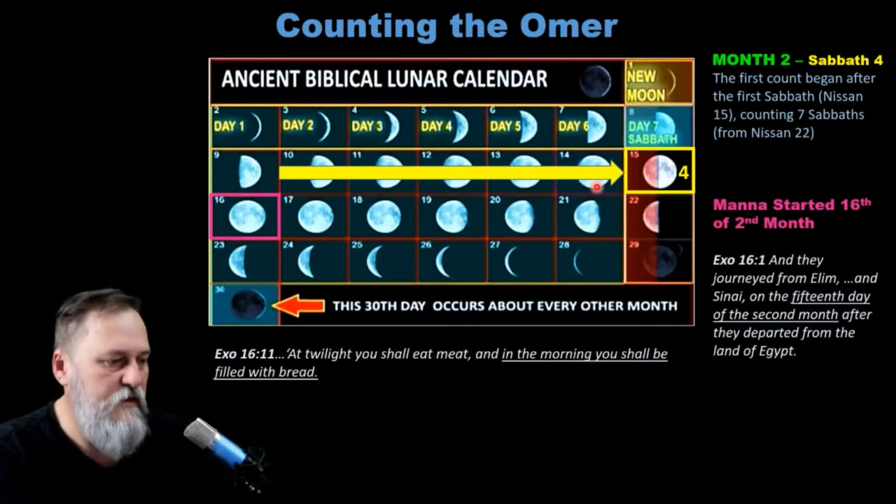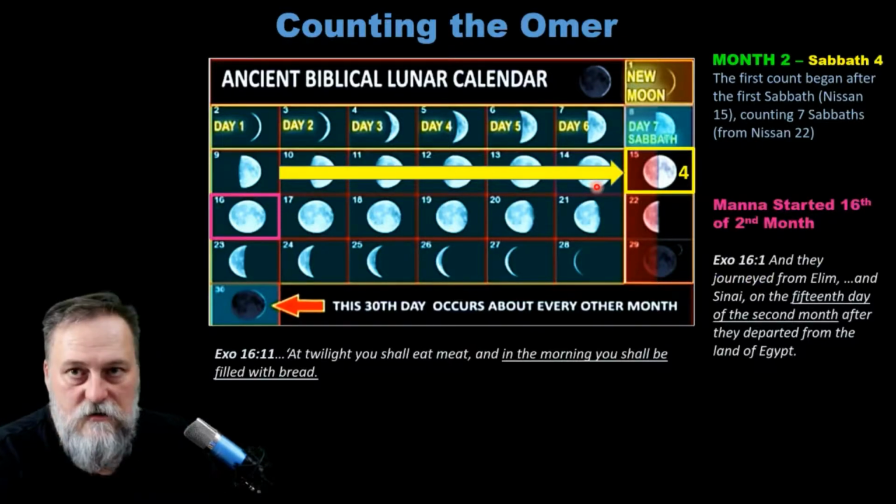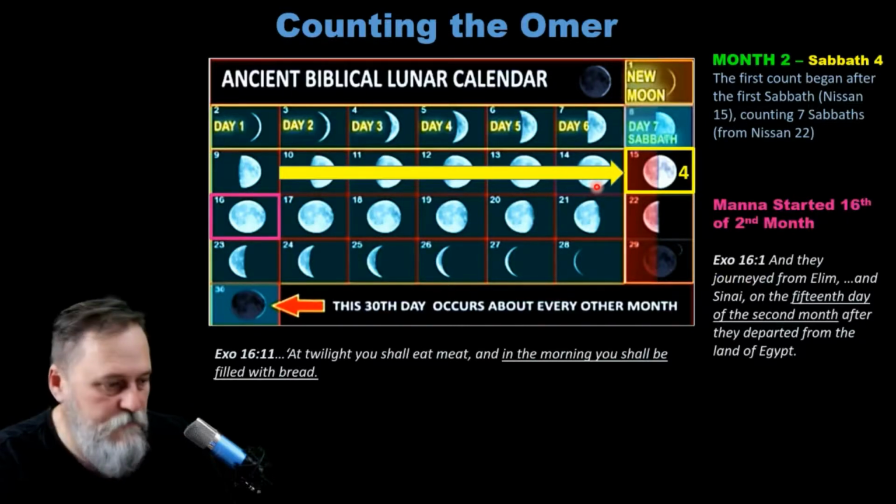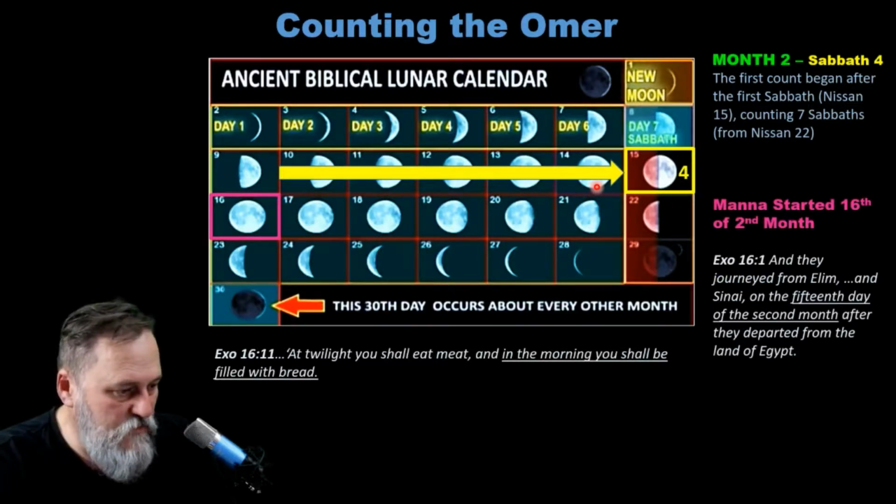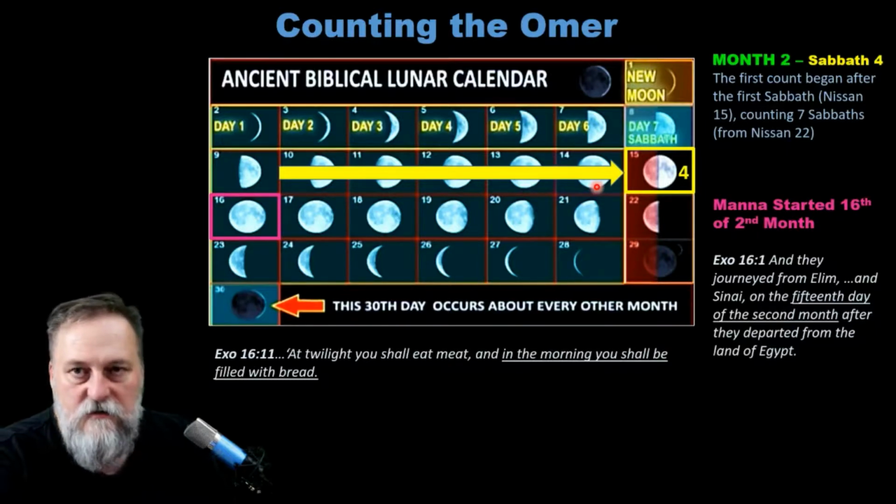Now what's interesting is that on this day they received the commandment of the manna. Exodus 16 verse 1 says, "And they journeyed from Elim and Sinai on the 15th day of the second month after they departed from the land of Egypt." So on this day they received the commandment of the manna.